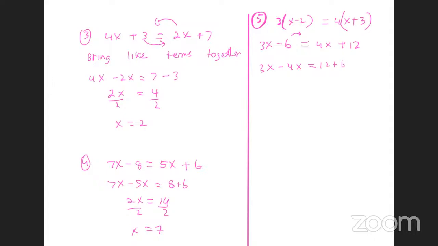Okay, so this will be minus x is equal to 18, so divide both sides by minus 1. x is equal to negative 18. Right? Not positive 18, be careful there. It's negative 18, because it's minus x is 18, so carry across the minus x.